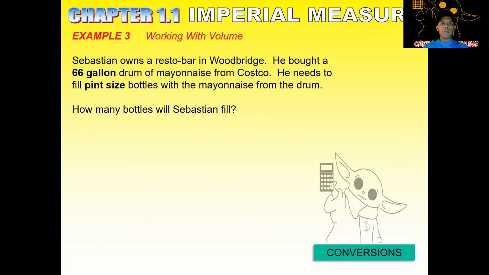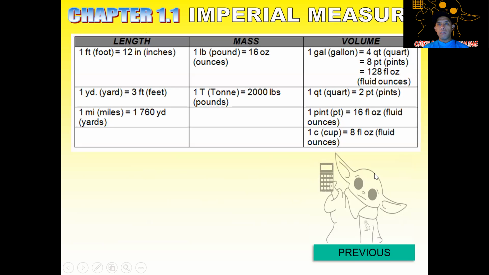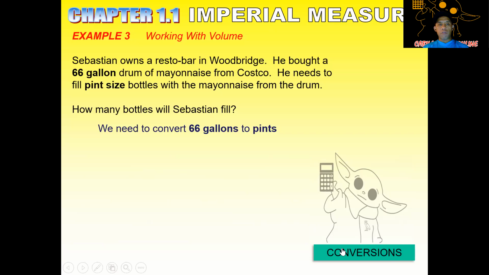Well, in this question, each bottle will be 1 pint. So what we need to do for this one is go from gallons to pints. Now, gallons is a measure of volume. If you take a look at your conversion chart, when we're looking at gallons and pints, 1 gallon is equal to 8 pints. Okay, so let's see what we have to do for this one.